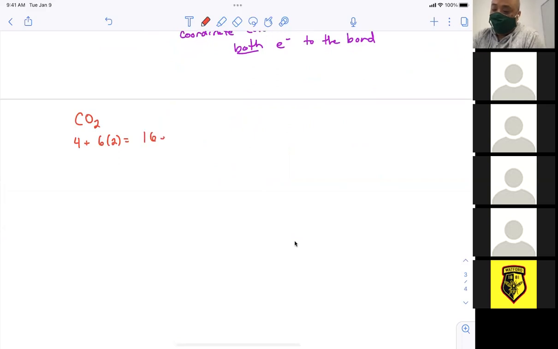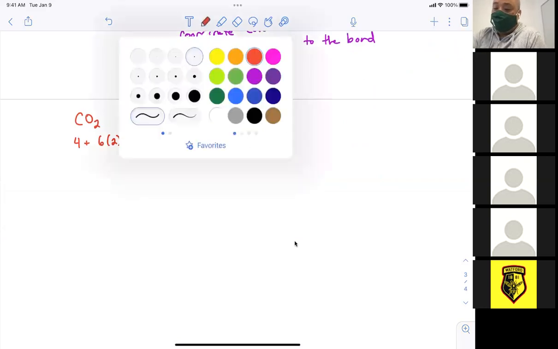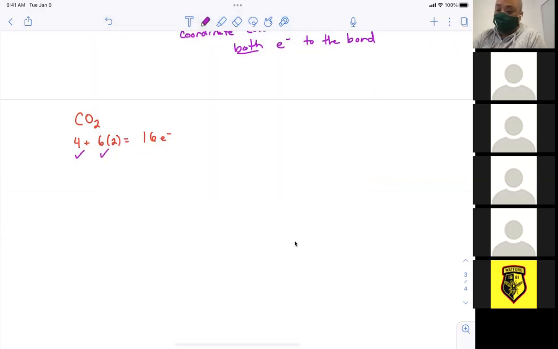So that means we have 16 electrons to work with. Now, because carbon has 4 and oxygen has 4, that means they both need octets. And carbon's generally the middle atom. Usually the first element in a covalent molecule is the central atom. So we draw it out like this.